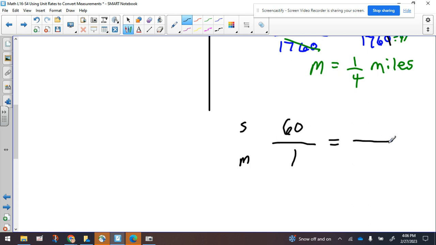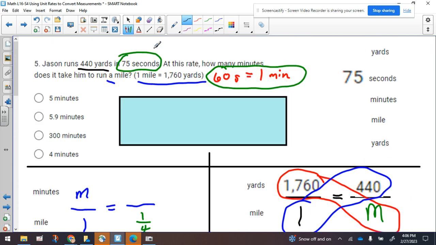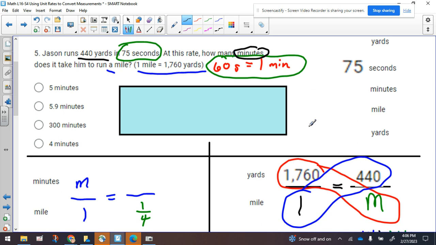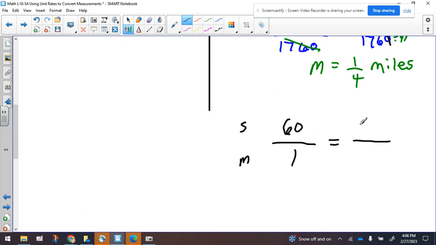All right, so now what are we talking about here? We're talking about 75 seconds, and we want to know how many minutes that is. Why minutes? Because this says minutes. How many minutes? So we're going to put the 75 here because it was talking about seconds, and we're trying to solve for minutes. So here's our proportion we're going to solve.